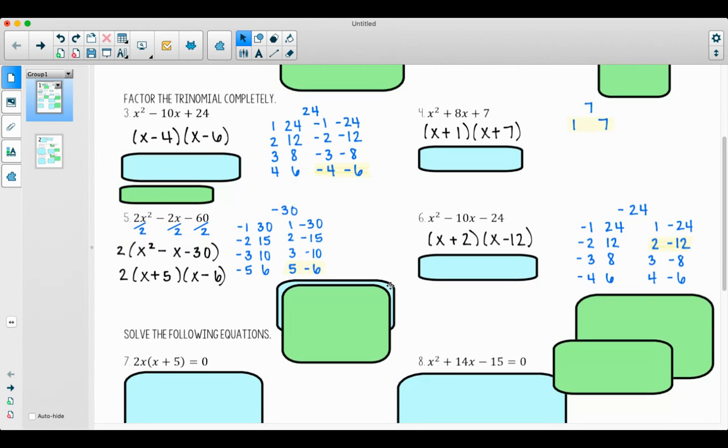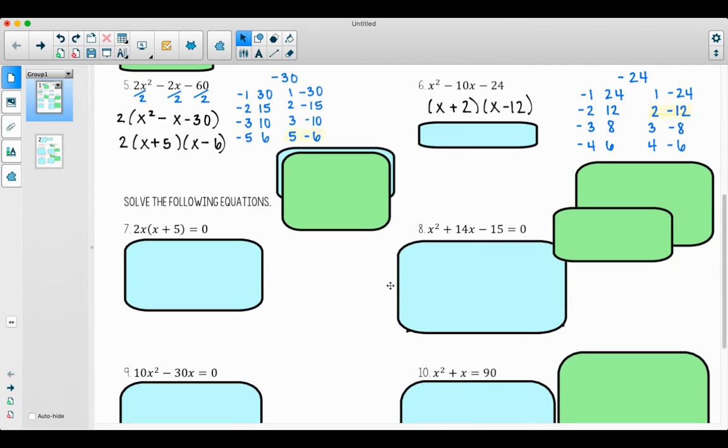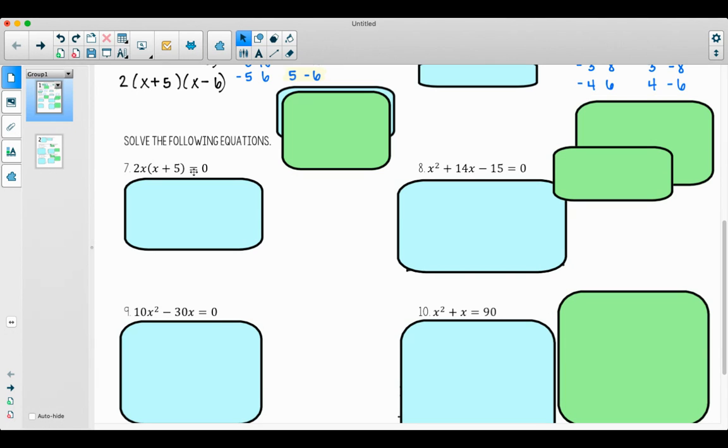Now, in the next set of problems, I need to solve. Notice my problems change because I have an equal sign. So I have the equation I need to solve. Our steps when we're solving is we want to make sure it's set equal to 0. It's in factored form. We set each factor equal to 0, and then we solve.